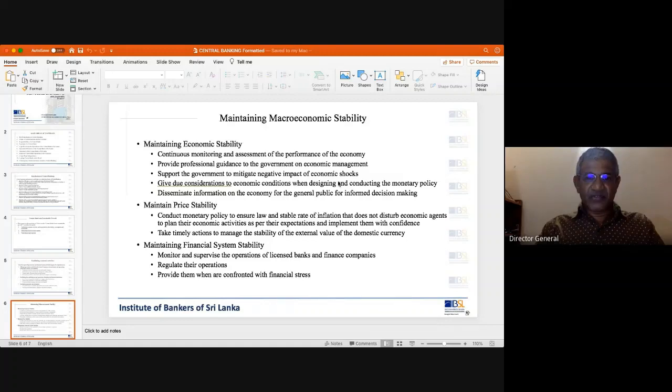Conduct monetary policy to ensure a low and stable rate of inflation. There is some inflation, which means prices are not stable. Prices are rising, because inflation is about a continuous increase in prices. But the important thing is that it says low and stable rate of inflation. There can be a situation where prices are rising, but they are rising at a stable rate.